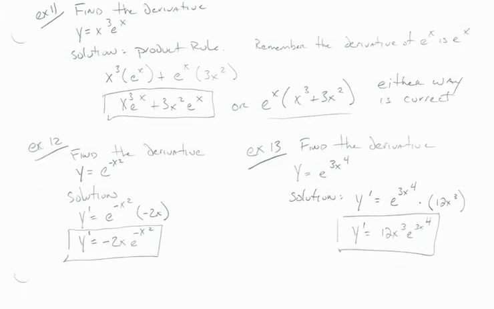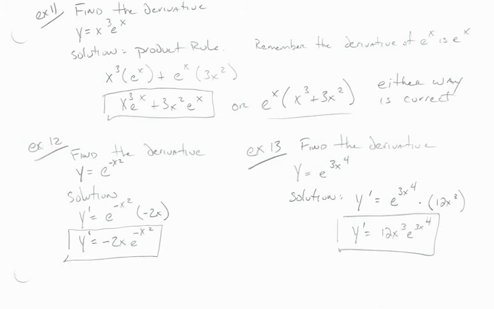Alright, we're going to look at example 12 first. We want to find the derivative of y equals e to the negative x squared. First steps first, right? We get to take the derivative of this, we get e to the minus x squared times the derivative of negative x squared, which is negative 2x. So final solution is negative 2x e to the negative x squared.